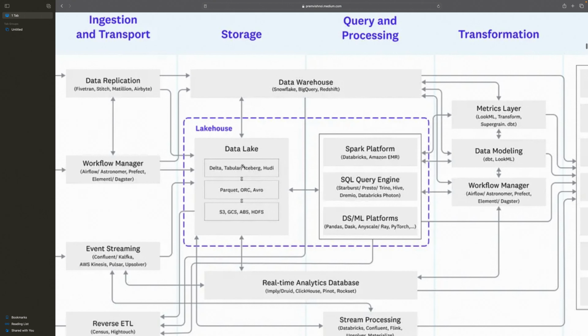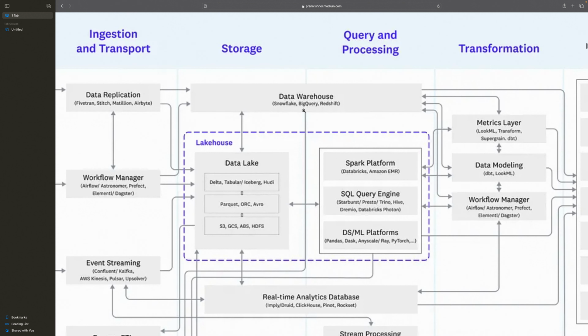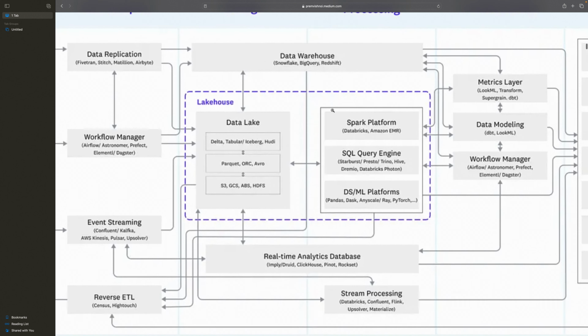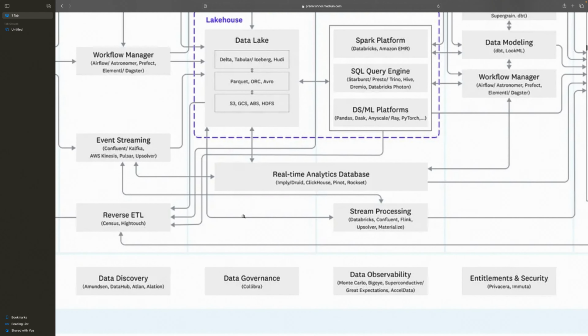There are two parts: data lakes like Delta, Tabular, Iceberg, Hudi, Parquet, ORC, Avro, S3, and GCS. This is the data lake, and the platforms are a Spark platform, a SQL query engine, and a DS/ML platform, and the data warehouse could be Snowflake, BigQuery, and Redshift. Right? For real time, most data is read from Kafka, and real-time systems are usually Flink, ClickHouse, Rockset, Imply. So there is stream processing and real-time analytics. This is for analytics. This is for processing.